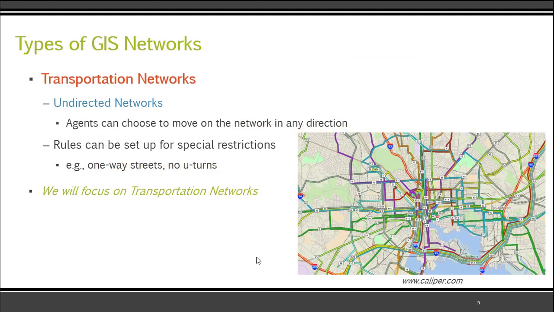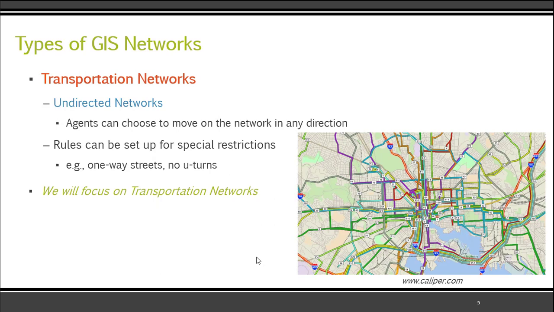The other type of GIS network, and this is the type of network that we're going to play with in class, are called undirected networks, which are also transportation networks. This is where an agent can choose how they move on the network in any direction, but you can also build in rules for individual node locations and individual network paths about how that agent should be moving.